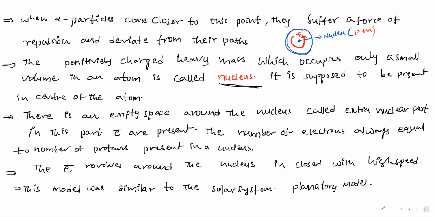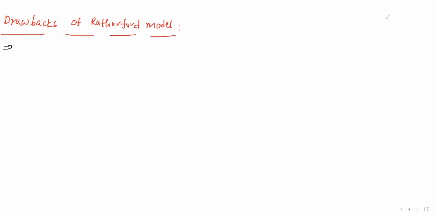The next: drawbacks of the Rutherford model. Drawbacks is nothing but simple. According to the model, the electrons are revolving around the nucleus in a fixed circular path. This is the nucleus and this is the atom. The electrons are revolving around the nucleus.